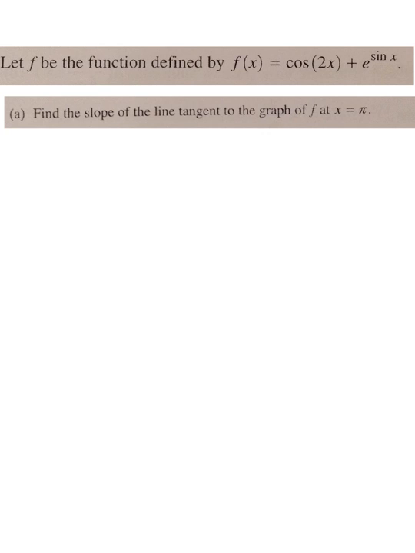Okay, so part A gives you f of x, and it wants you to find the slope of the line tangent to the graph of f at x equals pi. So find the slope of the line tangent to the graph of f. So what are we going to do to f to find the slope? I hope that you're saying derivative. So we're going to take the derivative of f.